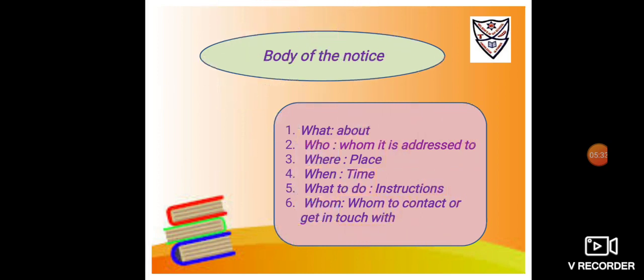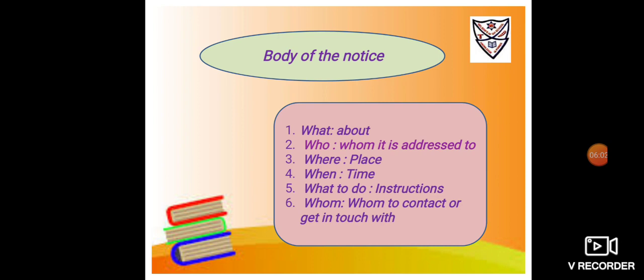Now, the body of the notice, as I've told you, what does the body of the notice cover? So it covers what it is about: a tree plantation. Who or whom it is addressed to? Usually, for example, a tree plantation program is there, so we have told you. But if you are informing about the annual function, then you can say the interested children should go and contact Mrs. Nair. So you can write which person they have to contact, where the annual function is being held, when, which date, or you could say the proper time, and what to do: instructions.